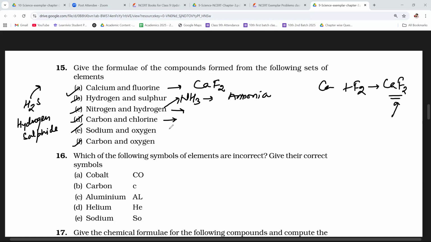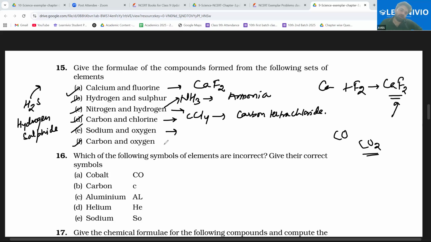Name for this one? Carbon chloride. Okay, carbon tetrachloride. We call it carbon tetrachloride, CCl4. Like we write carbon dioxide, because carbon shows two types of valencies. Sometimes it can form CO and CO2 also. So this is why we use carbon dioxide. When an element can make more than one kind of oxide, then we specifically mention how many oxygens are attached.